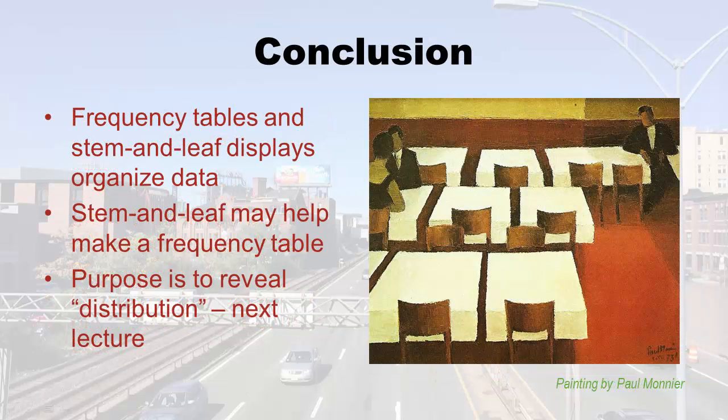So in conclusion, frequency tables and stem and leaf displays organize quantitative data. And the stem and leaf may help you make a frequency table, so you might want to start with that. And the purpose of both of these things is to reveal a thing called a distribution. And I'm going to explain that in the next lecture.